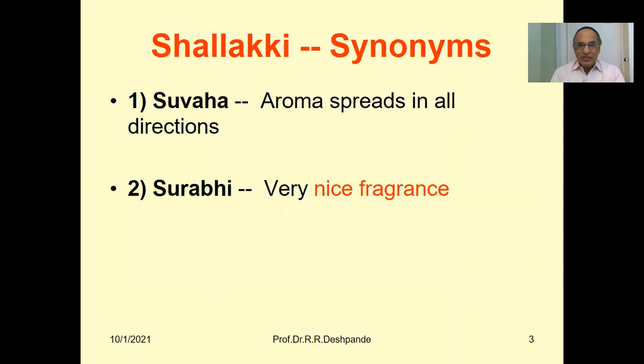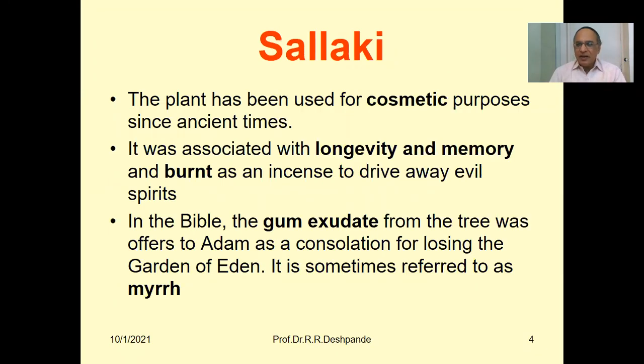So first, we are always discussing synonyms. Synonyms can give you an idea about the structure of the plant, the properties of the plant, or the action of the plant. So suvaha, that means aroma, fragrance spreads in all directions. There is a good fragrance. Then surabhi again indicates this Shallaki plant can give rise to a nice fragrance. This plant has been used for cosmetic purposes since ancient times.